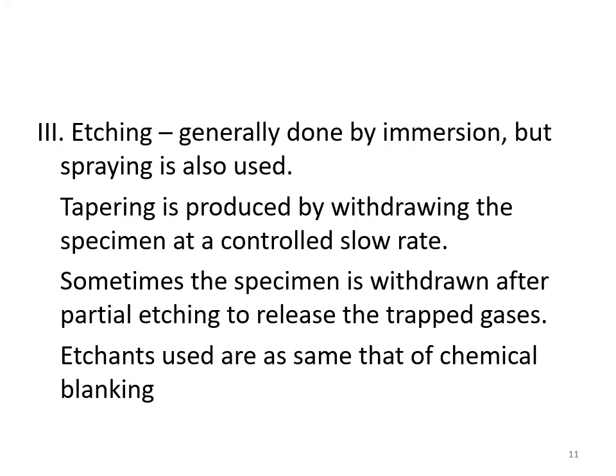The releasing of trapped gases is also one of the important aspects, because the bubbles which are created may slow down the process, may decelerate the chemical reaction, or may cause harmful effects or other kinds of damage to the equipment. So that's why releasing the trapped gases is an important aspect during chemical machining. Agents used are the same as those of the chemical blanking process.